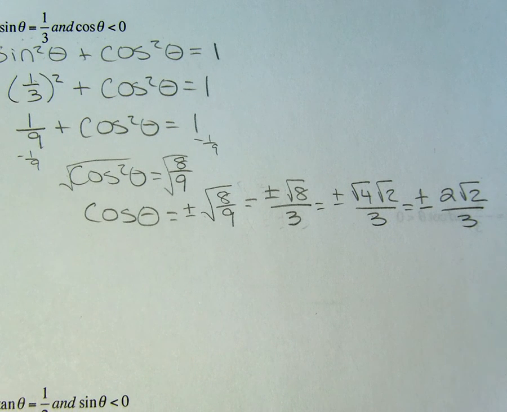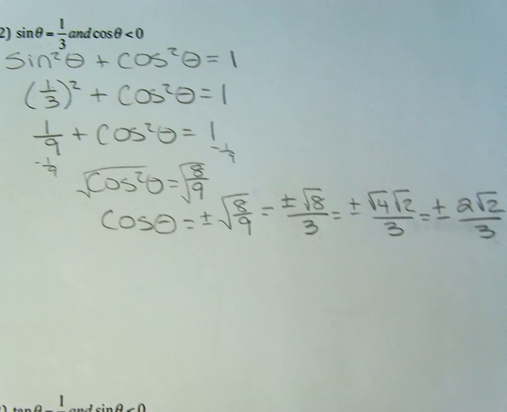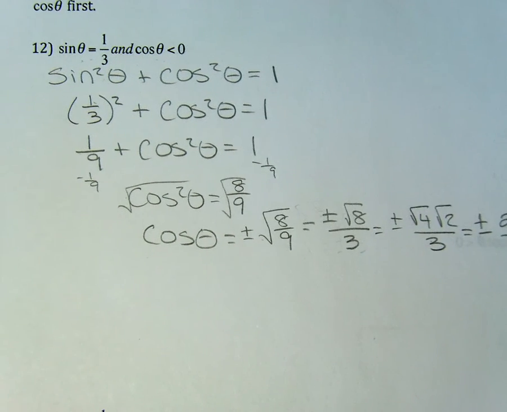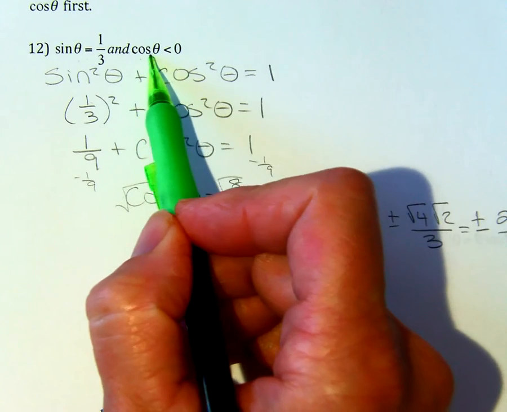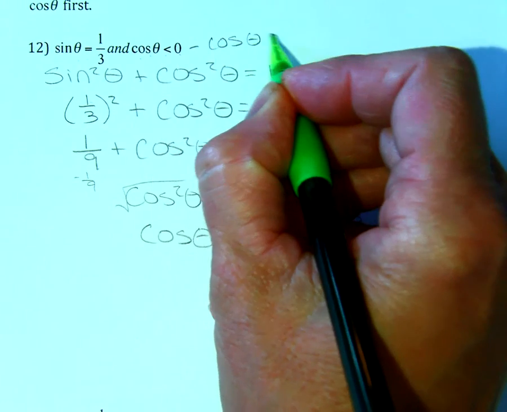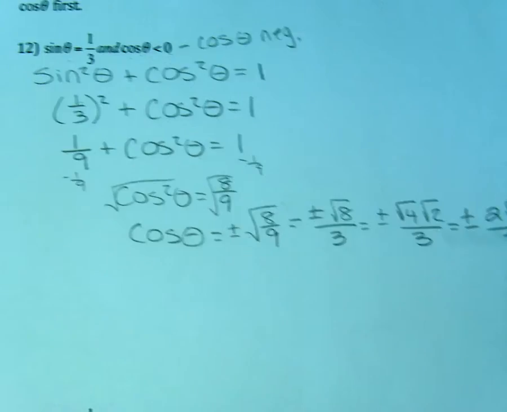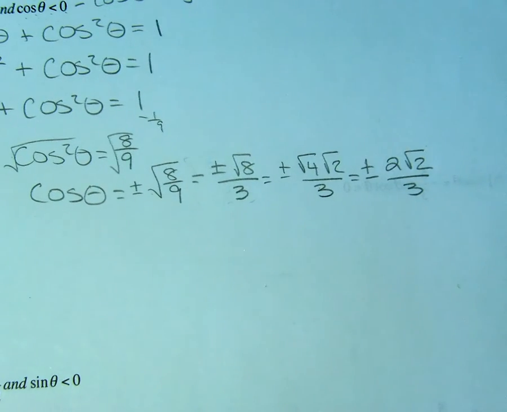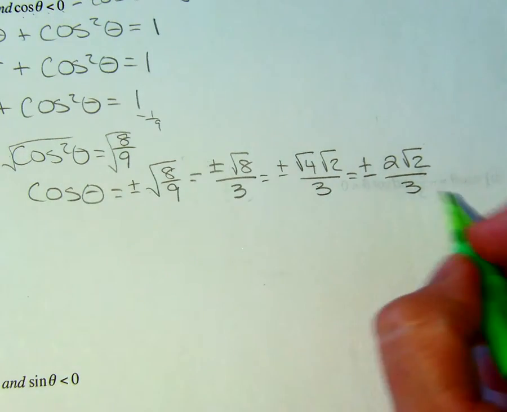Now we have a problem. How am I going to have a positive and a negative value for this answer? I can only have one. Can't have both. So this is the part where you look back up at the original problem. It says cosine of theta is less than 0. So that means that cosine is negative. So when I have plus or minus here, to really get my true answer, I think I'll put it over here.